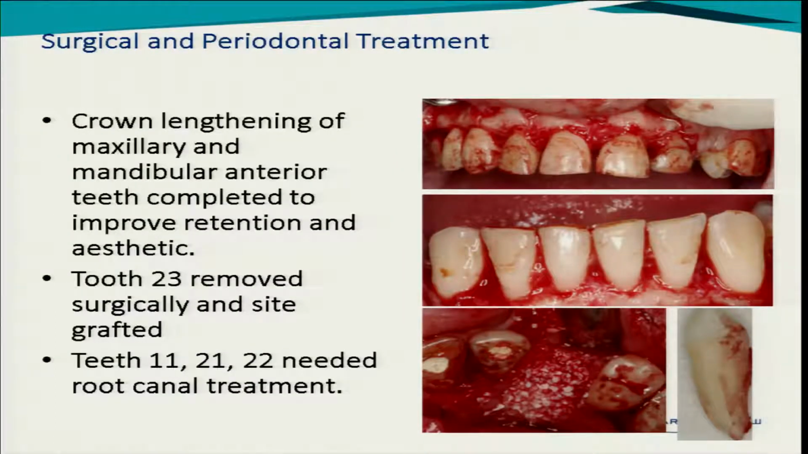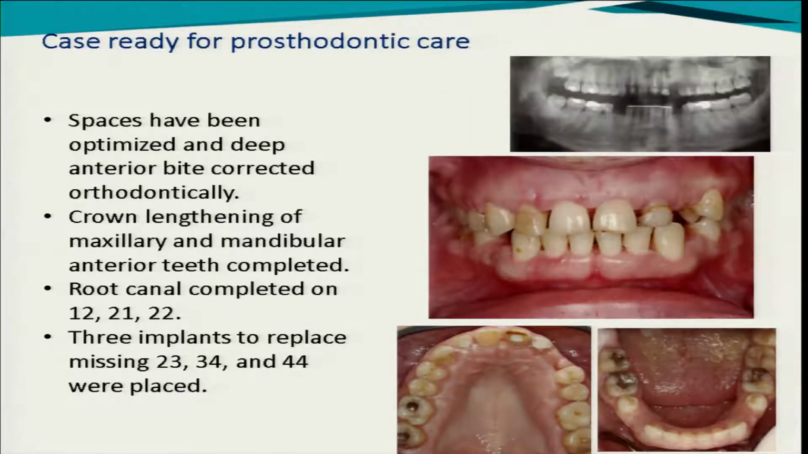And then the periodontist comes in. We had a couple of root canal treatments needed, so the endodontist comes in. So you have all of this backed up, and I'm actually sitting in the backstage watching, and they're doing all of this for me. So everything is done, grafted. This is the tooth out, and this is after the root canal treatment, and then crown lengthening, and this is case ready for prosthodontic care, a bit of healing more.